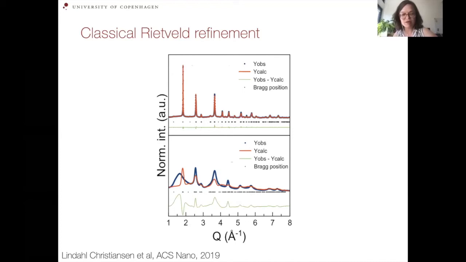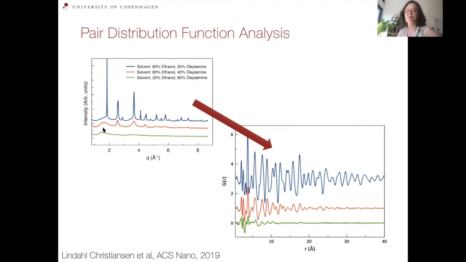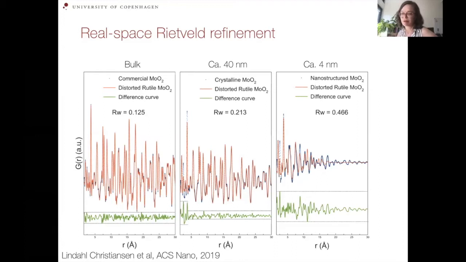So instead, we turn to PDF. We took these samples to the APS and collected total scattering data from them, and then we Fourier transformed to get to the PDF. The idea now is that we can do the same as we did in Q-space for the powder diffraction data, but do a real space Rietveld refinement, because that can help us understand what might go wrong. This is a commercial molybdenum oxide sample, so we can get a fairly good description of the PDF here. These are the crystalline nanoparticles, synthesized in ethanol. And these are the nanostructured nanoparticles that we synthesized with the amine solvent. If we look at the crystalline, the commercial and bulk molybdenum oxide, we get a fairly nice fit.